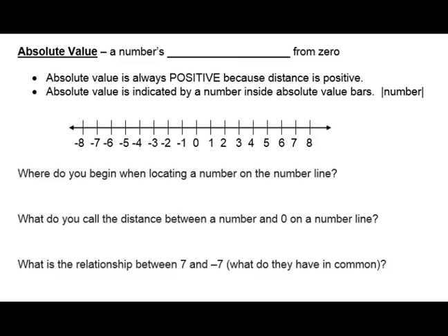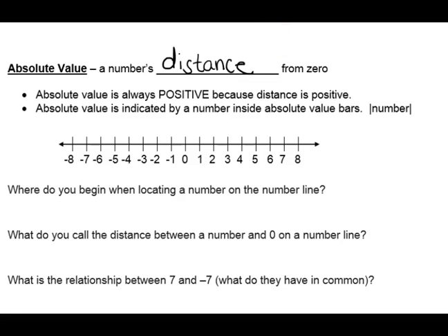Now that we've reviewed integers, let's move on to absolute value. Absolute value is a number's distance from 0. 2 important points you want to remember about absolute value is that it's always going to be positive because you could never have a negative distance. You haven't heard someone say, I traveled negative 5 miles today. You don't use negative when you're talking about distance.